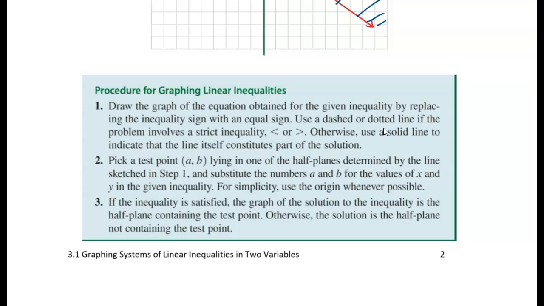So you're just trying to find which half plane to shade, and you just pick a point. If you happen to pick a point on the wrong side, then you know the opposite side is the side you want to shade. And that's basically it. That's how you find the solution set.